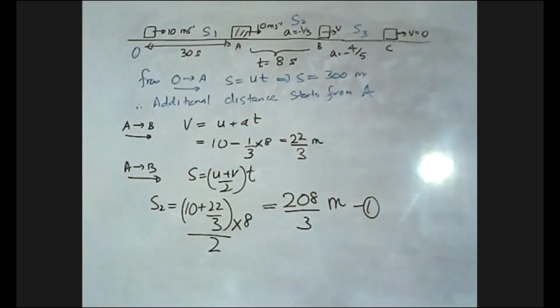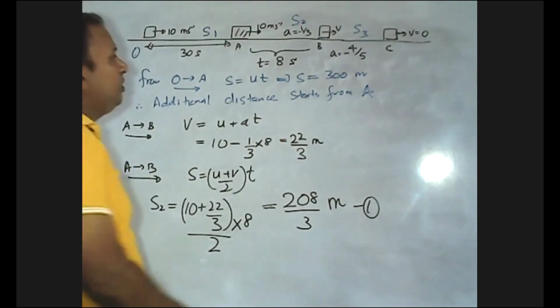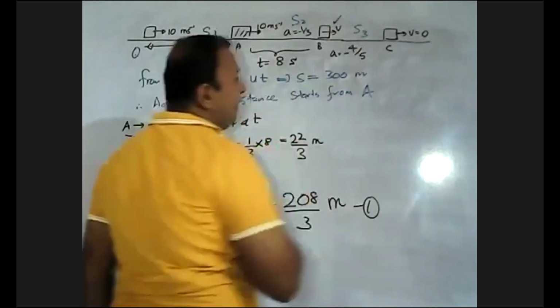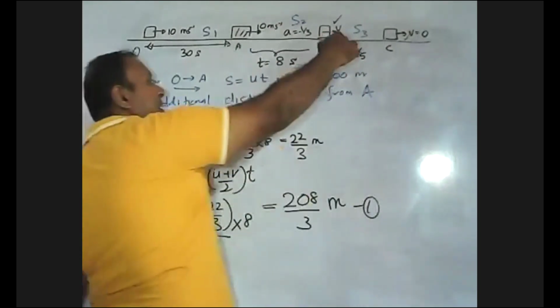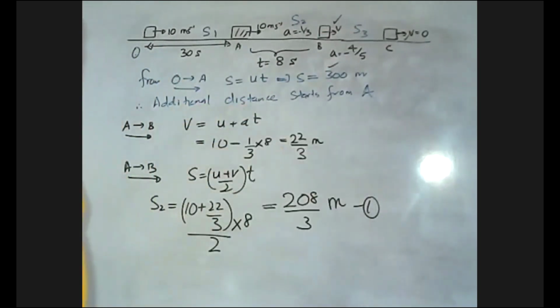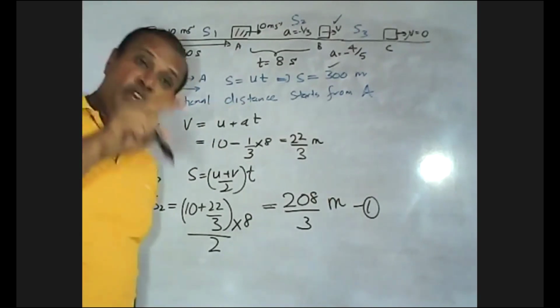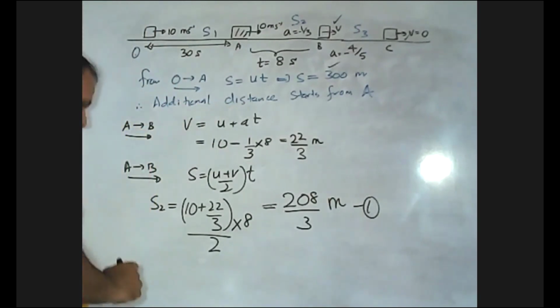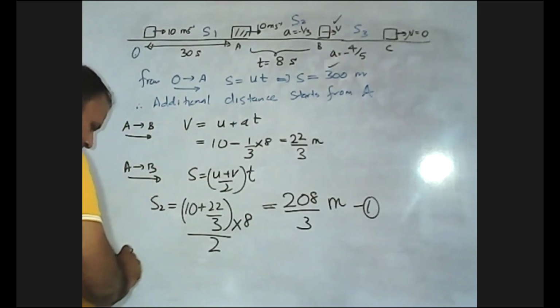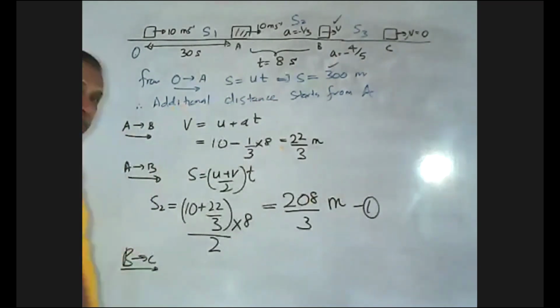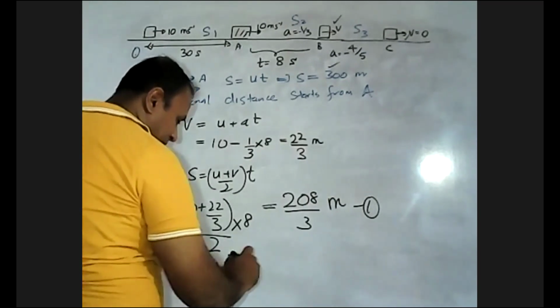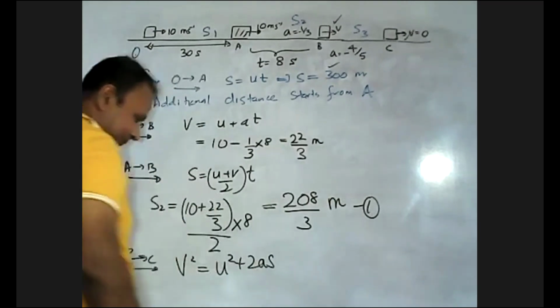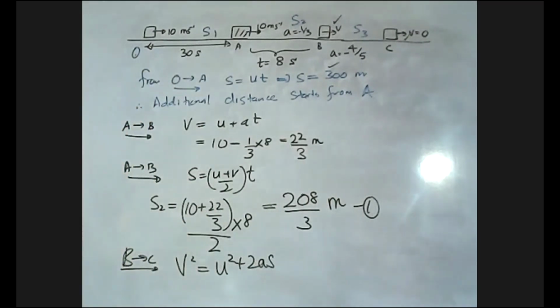We need to find S3 also. And here you know this part. Initial velocity you know, the final velocity you know, the acceleration for that part you also know. Therefore, you can use v squared equals u squared plus 2as from B to C. In this direction, v squared equals u squared plus 2as.